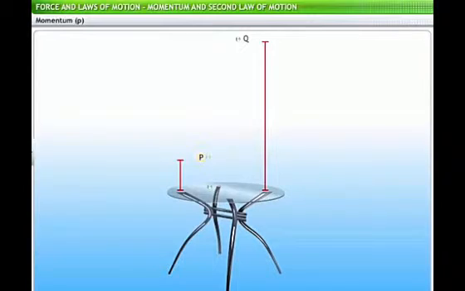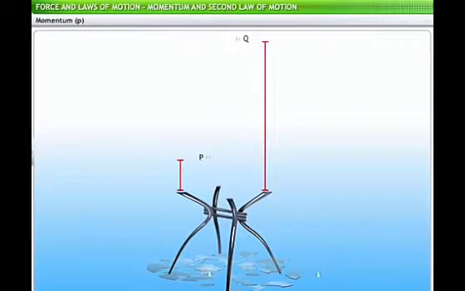The marble P does not damage the glass pane. Now we drop another marble Q from a greater height. Wow! Dropped from a greater height, even this small marble has shattered the glass pane.